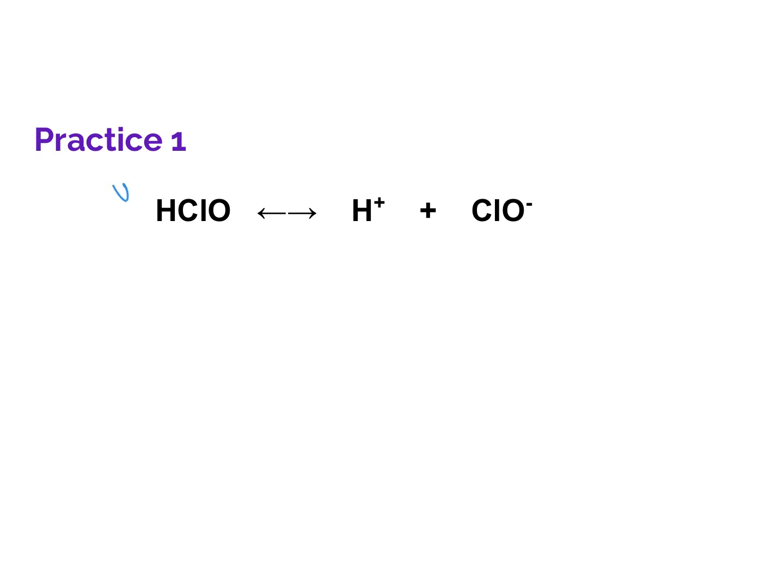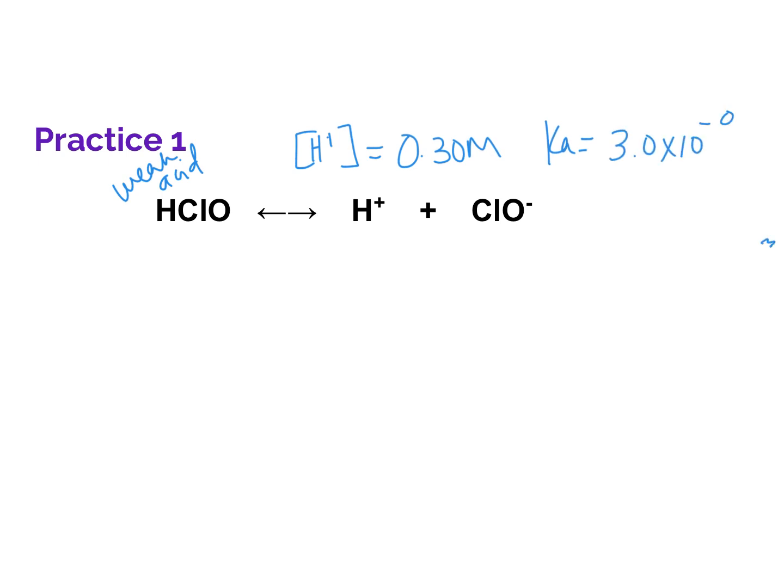HClO is a weak acid. There's some information I forgot to put in this practice problem that you're going to need. You're going to need to know that the H plus concentration is 0.30 molar, and then the Ka of this acid is going to be 3.0 times 10 to the negative 8. As we're going through this, we're going to do the same thing. We know that the HClO is 0.30 minus X, because a little bit of it dissociates. This is X, this is X.